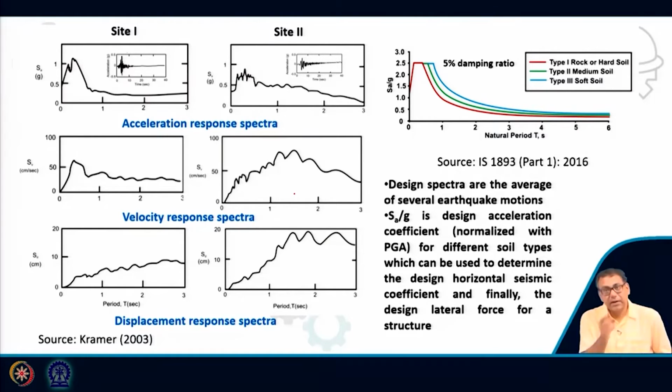As I mentioned, if your T is equal to 0, or the frequency is infinite, then your spectral acceleration is equal to PGA. So if you look at the site 1 case, here the PGA will be around 0.45. This is the PGA, the peak ground acceleration. Here it will be around 0.35.